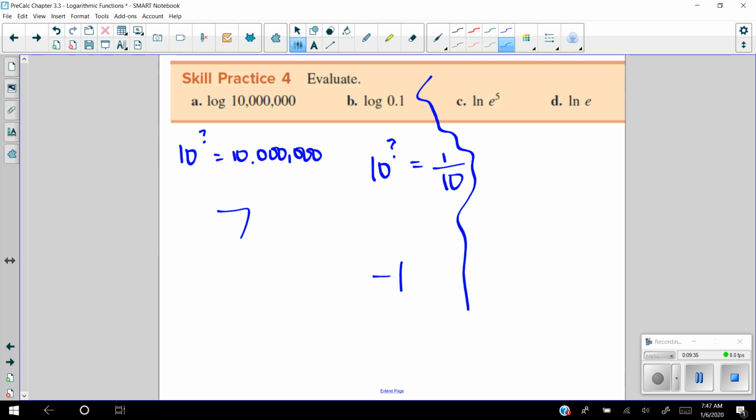Over here, this is a natural log, so the base is e. So e to what power is e to the 5th? Well, that should be easy enough to see. To the 5th power. And then here again is a natural log. The base is e, so e to what power is e? The first power. So those are just pretty simple, common sense ones. Okay?